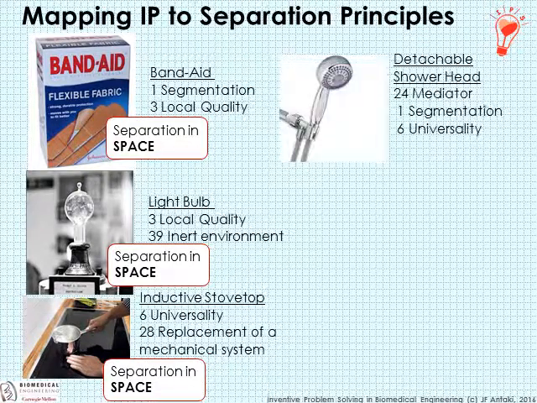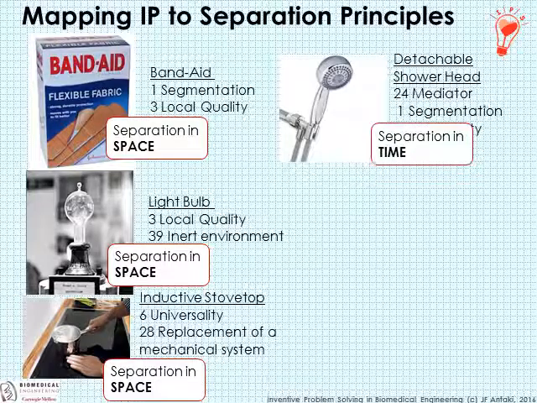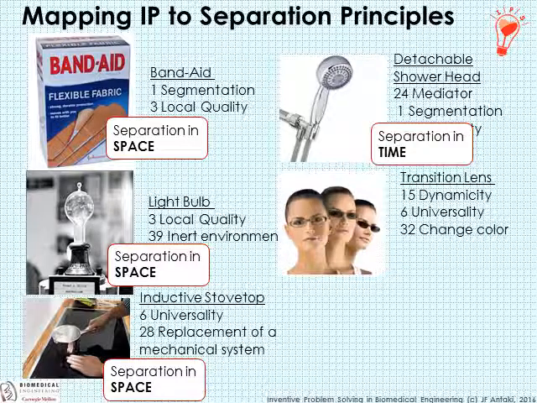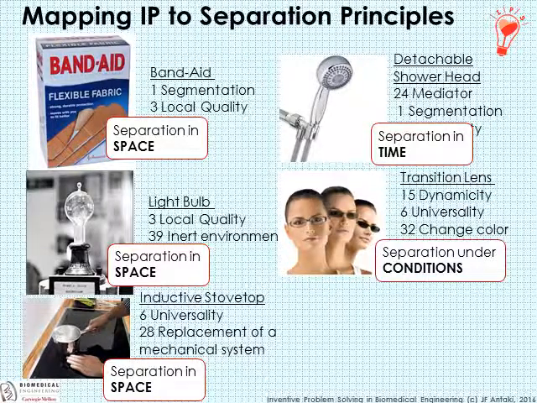Detachable shower head. It must be attachable or fixed in space so that you can use both of your hands, but it needs to be movable under other circumstances so you can move it around and carry it in your hand. So there's an example, separation in time. Transition lenses. You want them to be dark and you want them to be transparent, but not at all times. You want them to be dark when you're outside in the sun, and you want them to be transparent on the inside. Another example of separation under conditions.